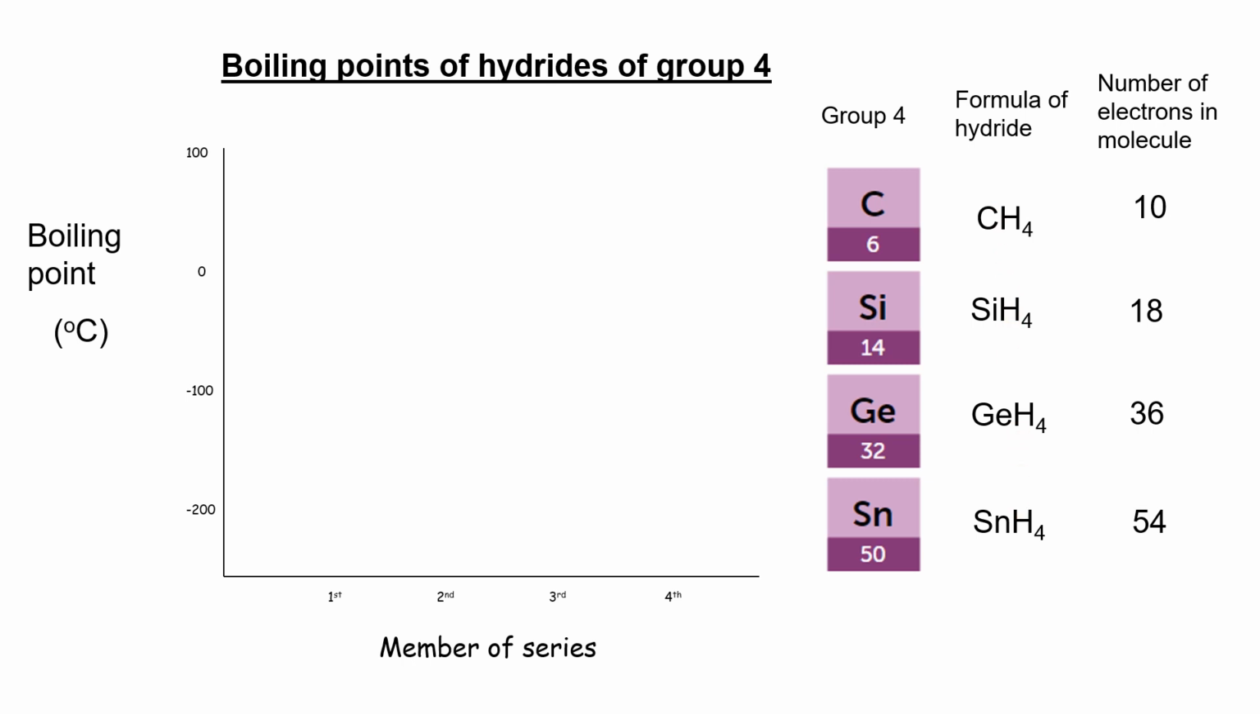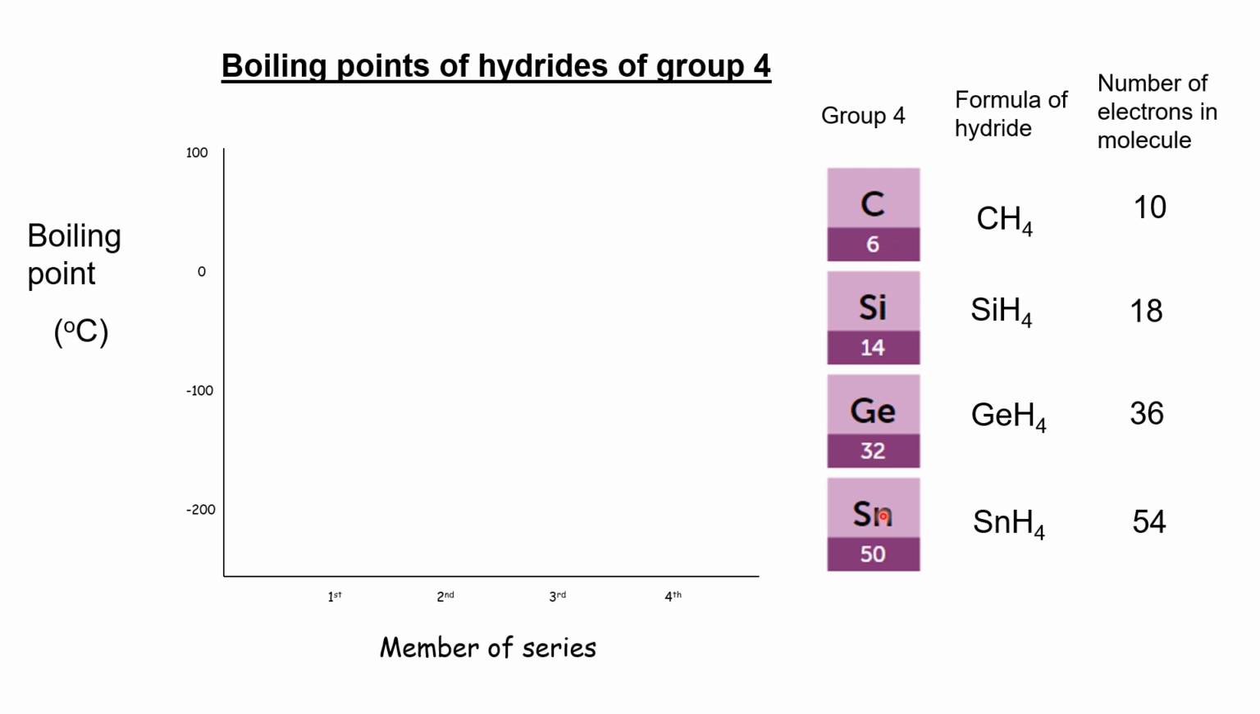The first thing I want you to consider is, as we go down the group, what will happen to the boiling points of the hydrides as you go down a group? Will they increase or decrease? And also, what would be the reason why? So try to give as much detail as possible. So pause it, write down or think of the answer in your head, and then we'll go through what the answer is.